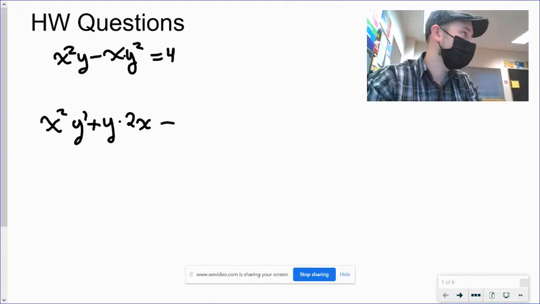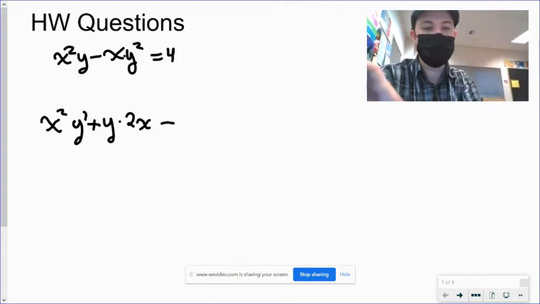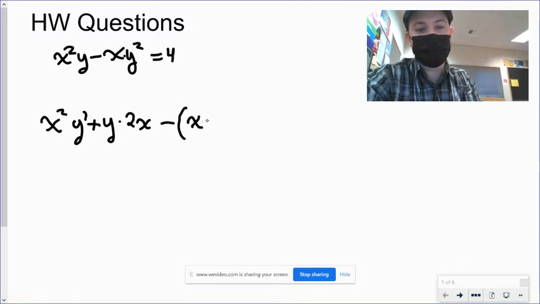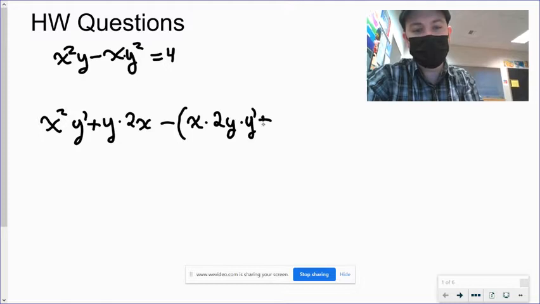Minus, and now we're going to differentiate our second term implicitly. Again, it's a product, so I'm going to put parentheses here because of that minus sign. So it's going to be x times the derivative of y squared. The derivative of y squared with respect to x is 2y times y prime by the chain rule, plus y squared times the derivative of x, which is 1.